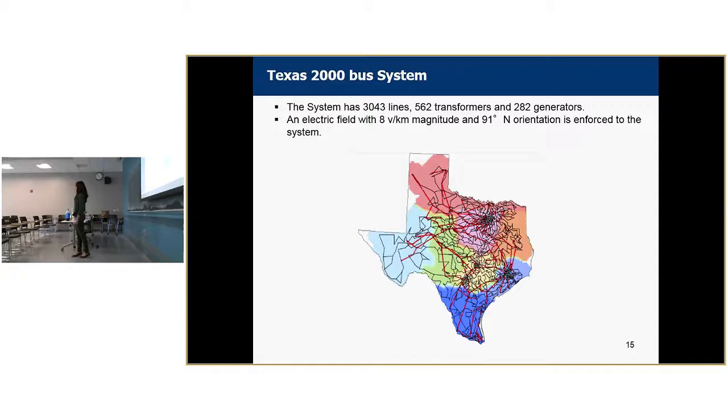So next we move to the larger case. This is a 2,000 bus system. Again, it's a synthetic case of the Texas region using the public load and generation data, and then some power system and statistical analysis. We use the same magnitude electric field, and then again in the maximum direction.